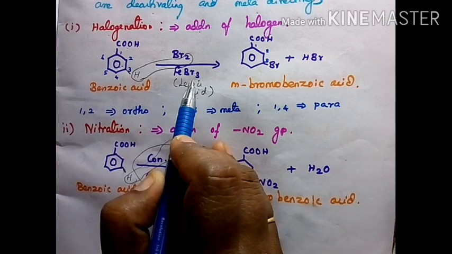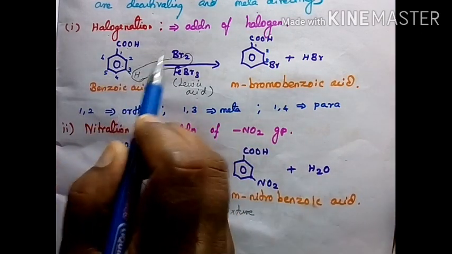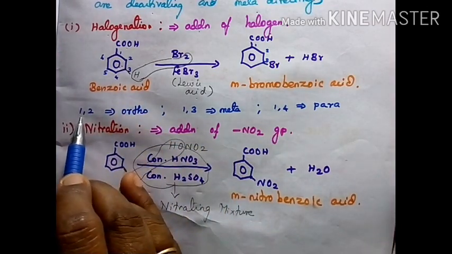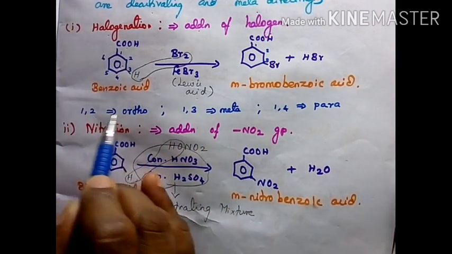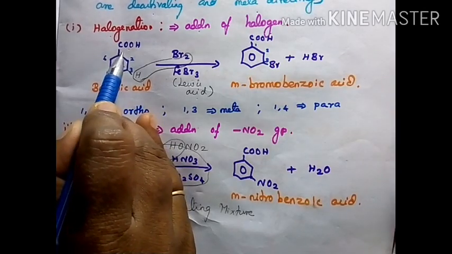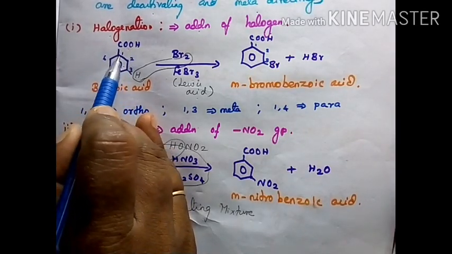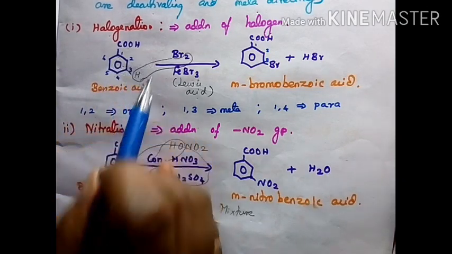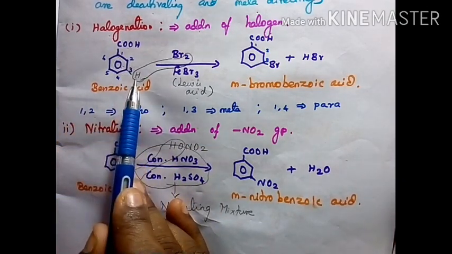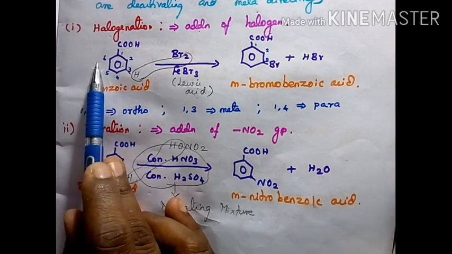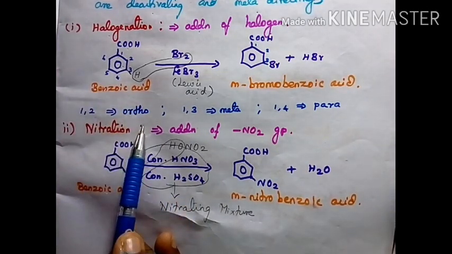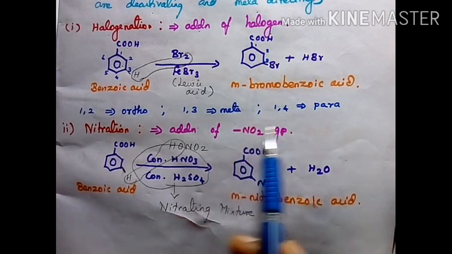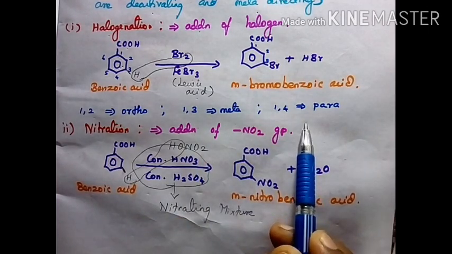Now, how does this reaction take place? Meta position we already discussed. Where is that meta position? In the benzene ring, the 1,2 position is called ortho. This is 1. If any atom or group is attached to the benzene ring, that is called the first position, 1. The next is 2, then 3, 4, 5, 6. So the 1,2 position is called ortho, the 1,3 position is called meta, and the 1,4 position is called para.